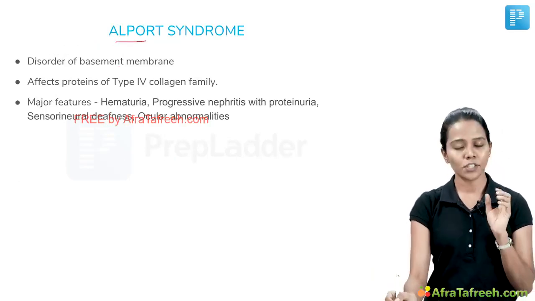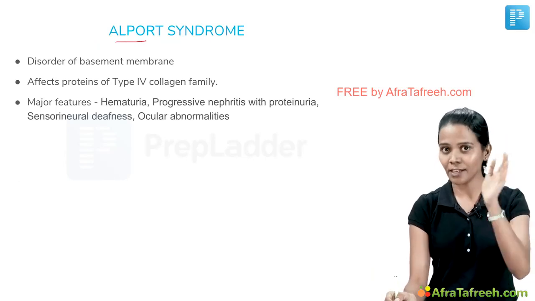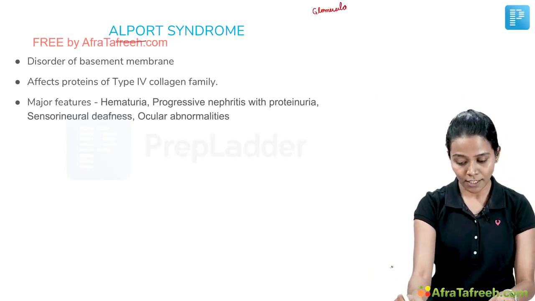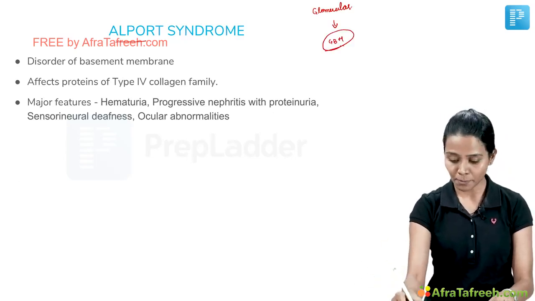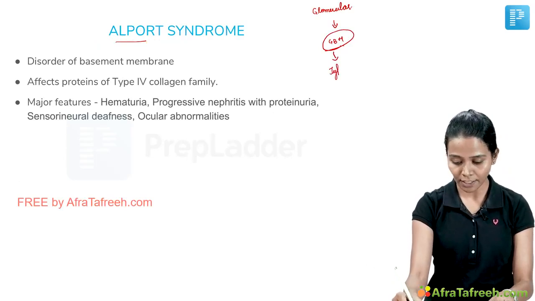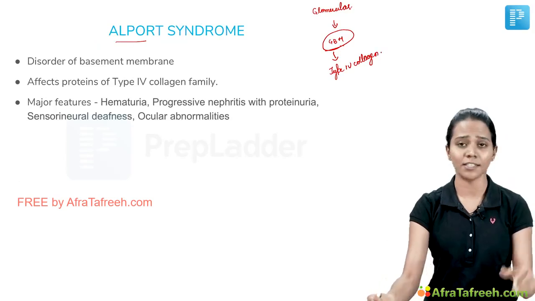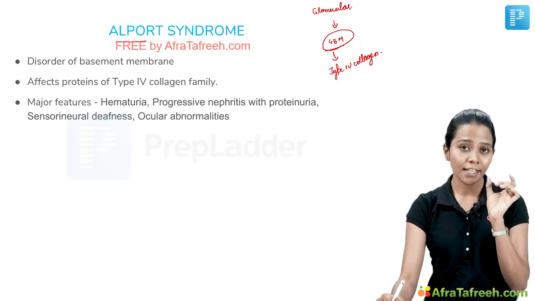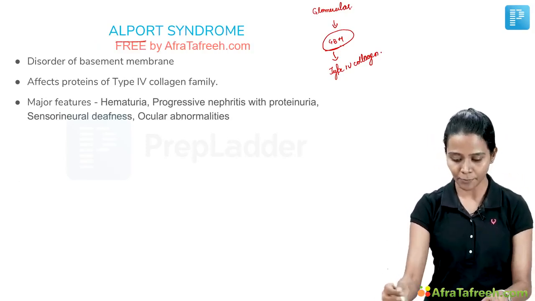Alport syndrome is a disorder of the glomerular basement membrane. So we are learning the familial glomerular disorders, right? In the glomerular disorders, Alport syndrome generally is a problem of the glomerular basement membrane. Which component of the glomerular basement membrane? Generally it affects the type 4 collagen. We know that there are 5 types of collagen distributed in different tissues like skin, cartilage and others. In the kidney, in the glomerular basement membrane, the predominant collagen is collagen type 4.